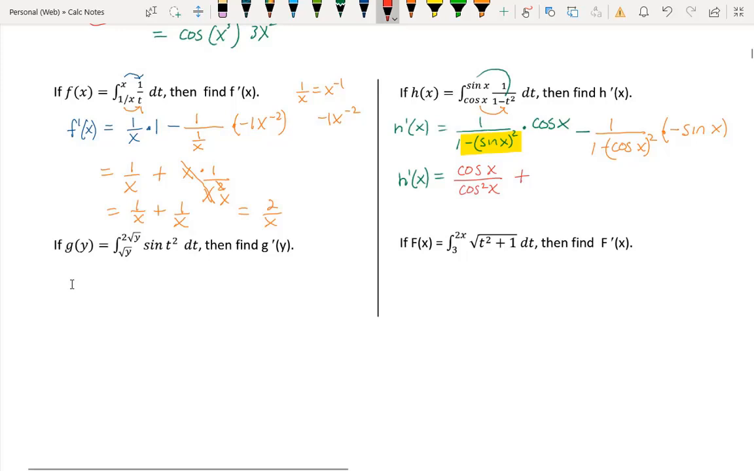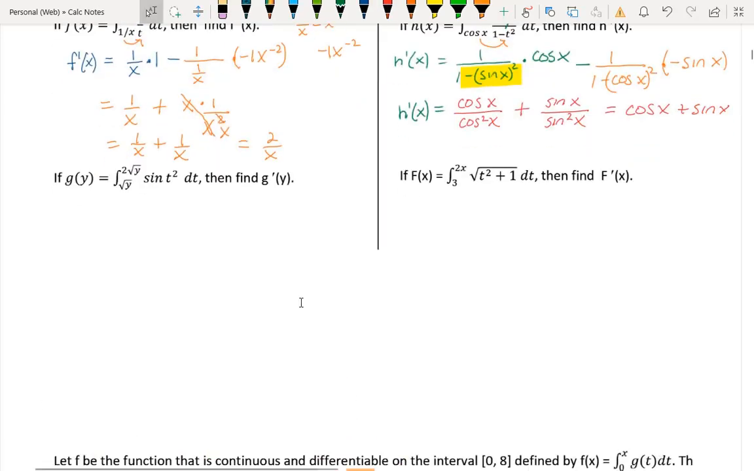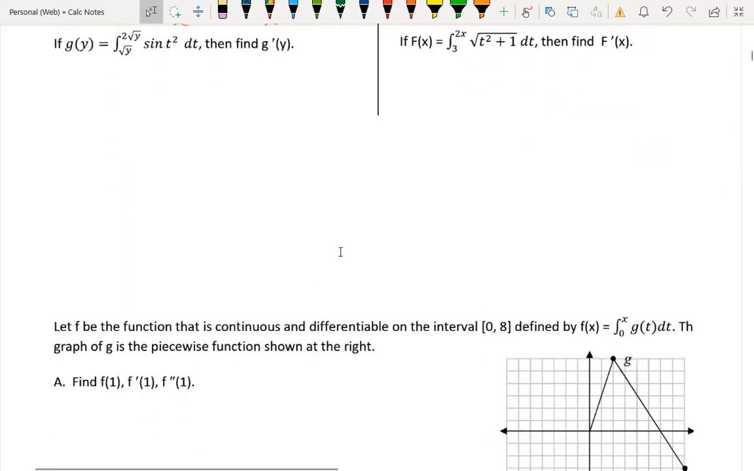So I have sine x over sine squared x. And that whole thing, cosine over cosine squared, is just cosine x. Sine over sine squared is sine x. And that's all you got right there. So sometimes you can simplify a little further than you think. Alright, let's take a look at this next one.